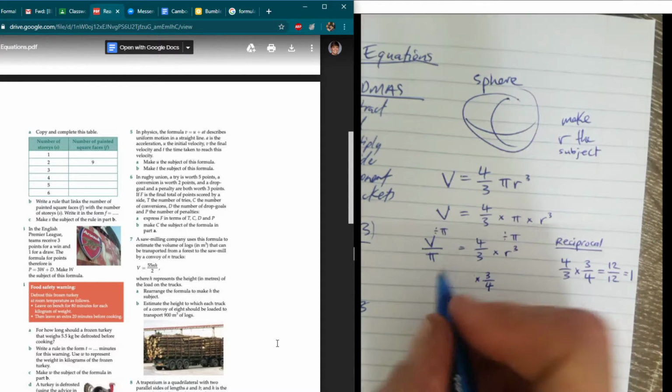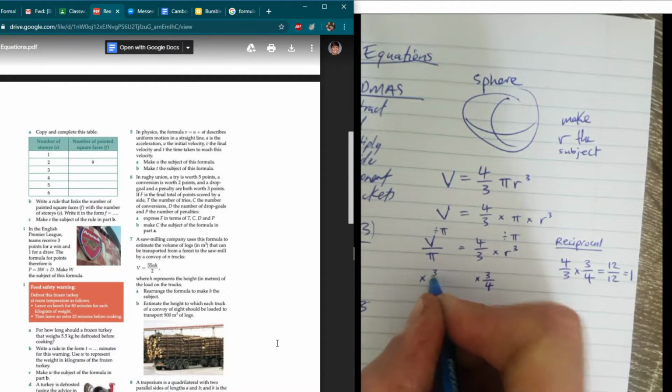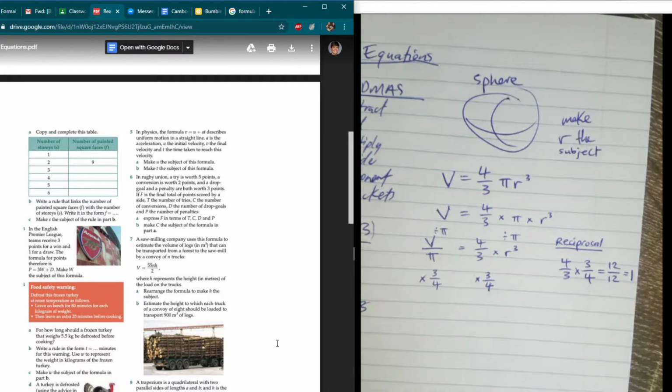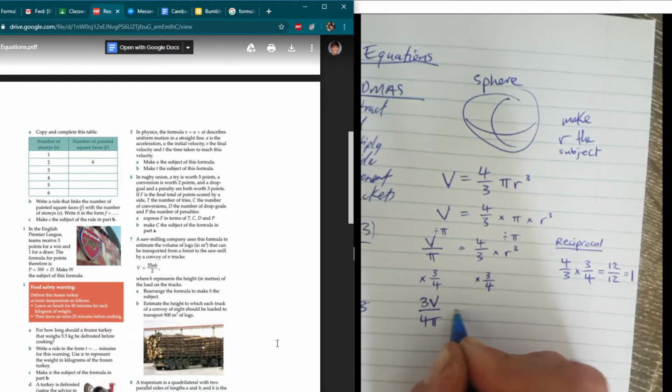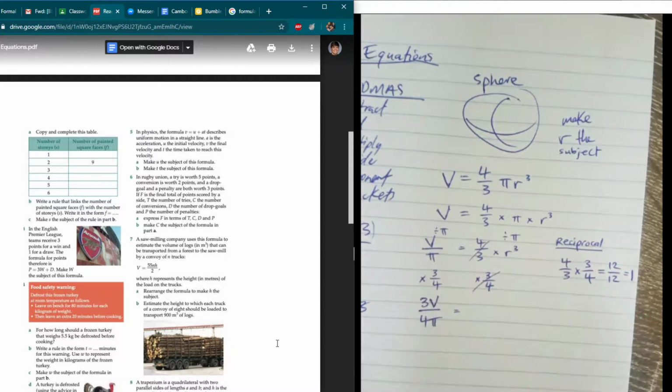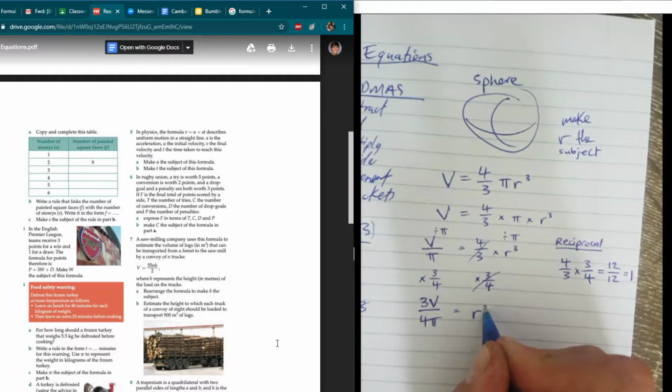And then make sure both sides are equal. So we have 3 over 4 on this side as well. So we then have 3v on the top, and we have 4 pi on the bottom. And these two things cancel because they're reciprocals. So that we are left with r cubed.